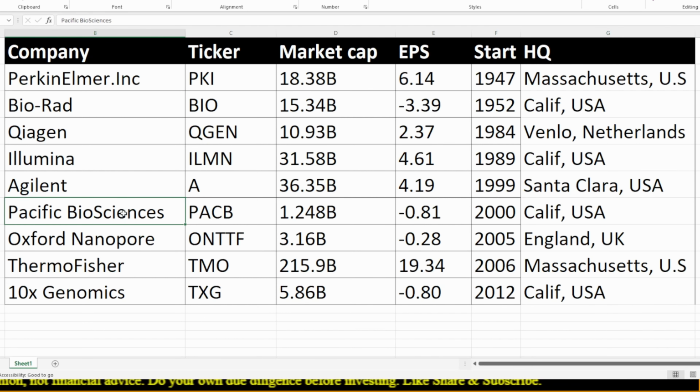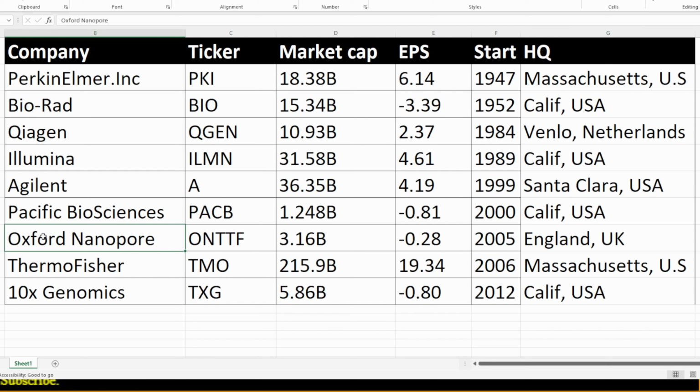Pacific Biosciences, we have already profiled this company. So again, this is going to be one of the last companies that I might profile in the Closer Look series, and I'll try to incorporate Q2 earnings into it if it's available by that time. PACB is the ticker symbol. 1.248 billion is the market cap. Minus 0.81 is the EPS. It was founded in 2000 in California, USA.